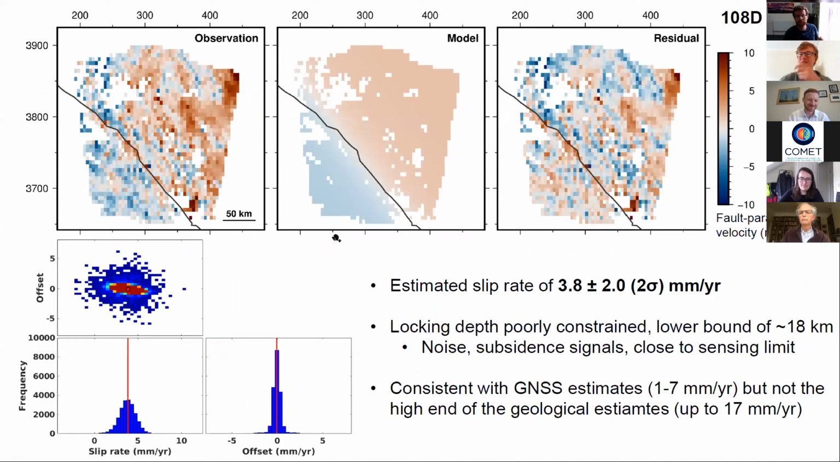Our preliminary results are from 2 of those frames, descending and ascending. Merging those together, we've estimated a slip rate of 3.8 plus or minus about 2 mm a year. We can't get the locking depth, it's very poorly constrained. We can set a lower bound of somewhere like 18 kilometers, which is what we fixed it to for this model. This is consistent with the GNSS, which is good, but it isn't consistent with some of those longer term geological estimates, which is something we're looking into more.